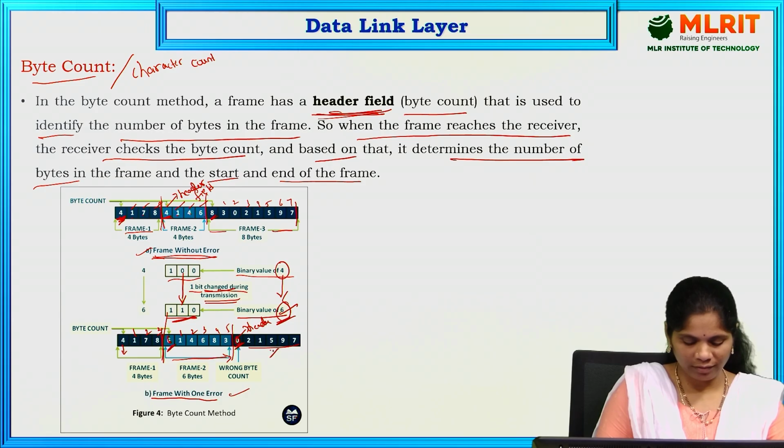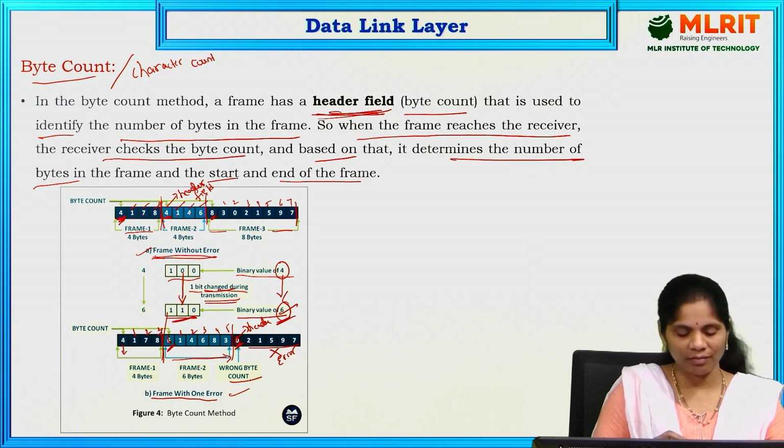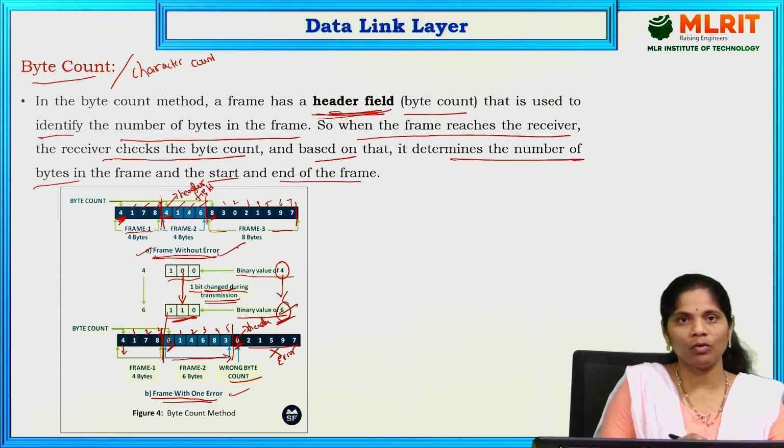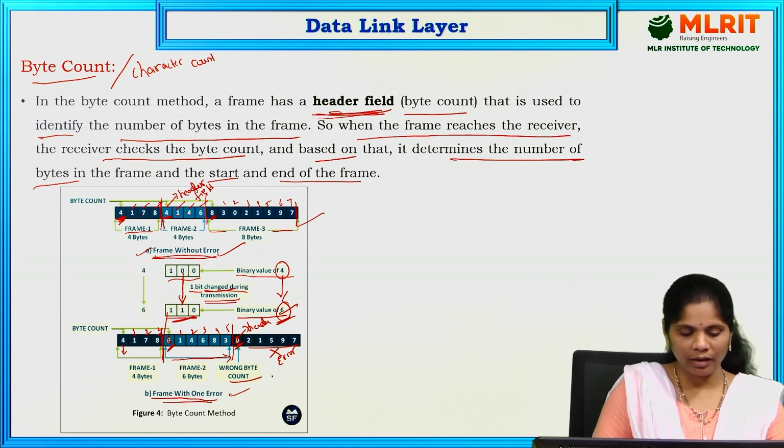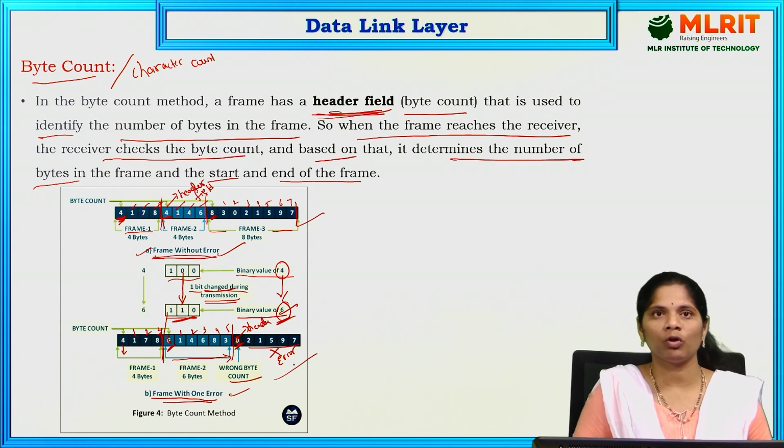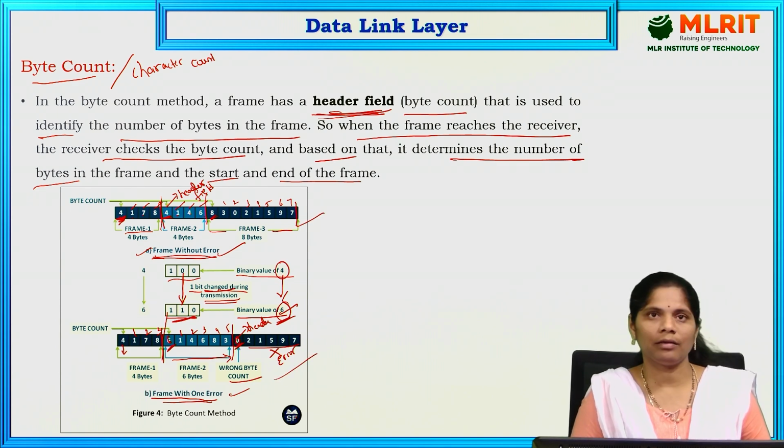So it will discard it, which means there may be an error. So a wrong byte count has happened. That is nothing but the frame with one error. Here it is a frame without error. Here there is no error. Here the error is there. Like that, byte count is done in the data link layer.